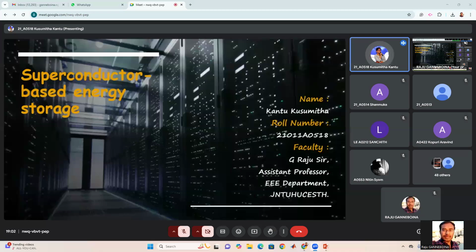My roll number is 518. I'm from the Department of Computer Science and Engineering. Today I'm going to give a presentation on the topic called superconductor-based energy storage.